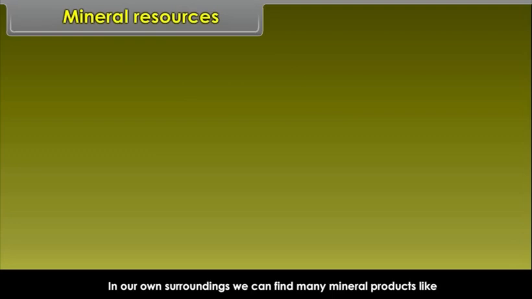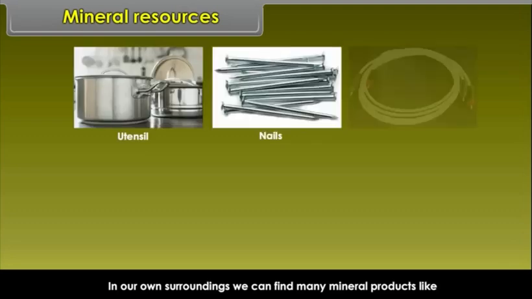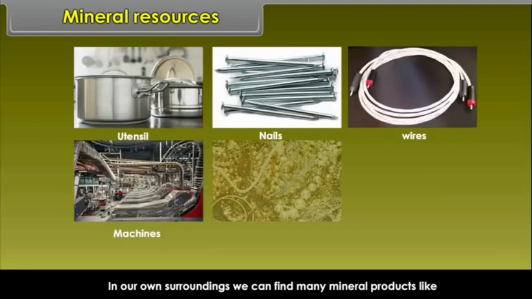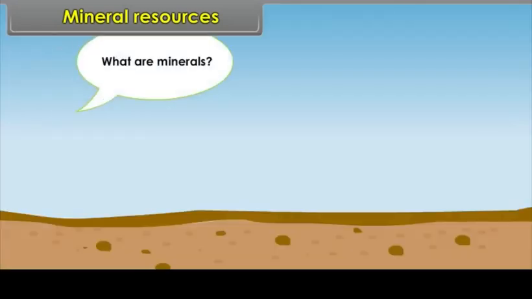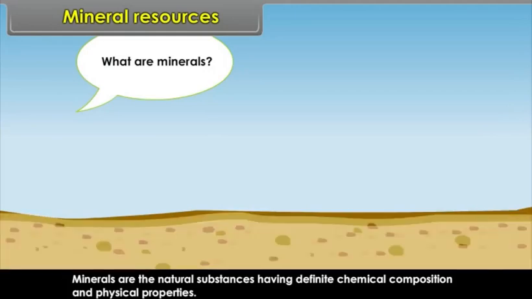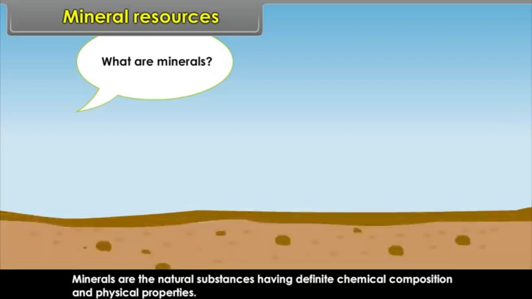Mineral resources. In our own surroundings, we can find many mineral products like utensils, nails, wires, machines, jewelry and television. All these have been made of some kind of mineral. What are minerals? Minerals are the natural substances having definite chemical composition and physical properties.